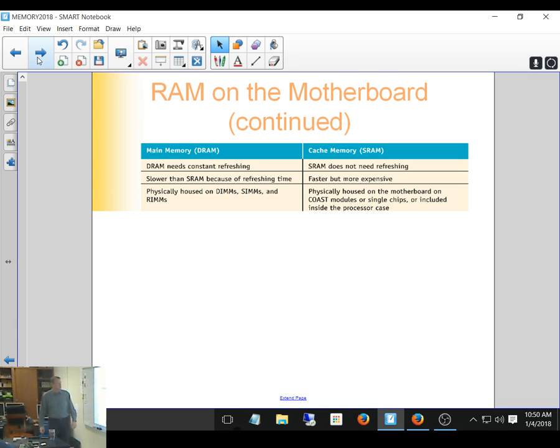So the difference is that static RAM is faster, more expensive, but it doesn't need to be refreshed, and dynamic are those sticks of RAM that need to be refreshed all the time, and they're cheaper.